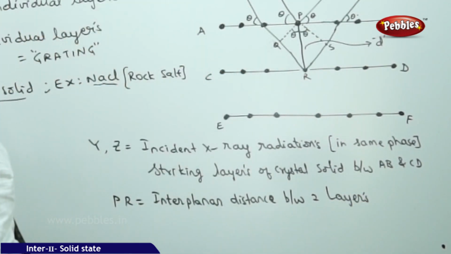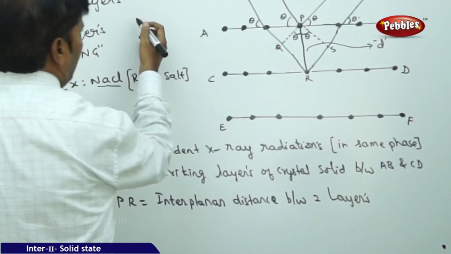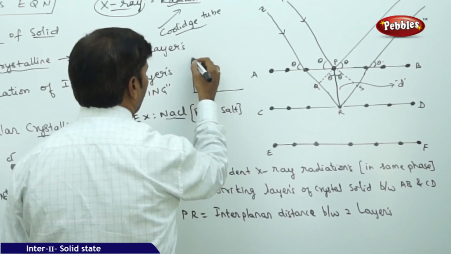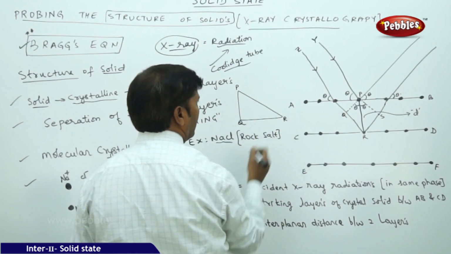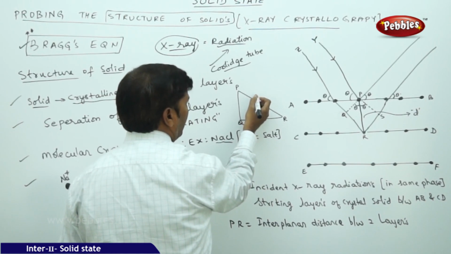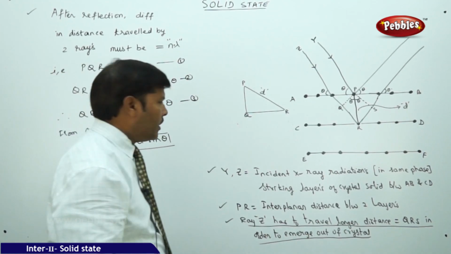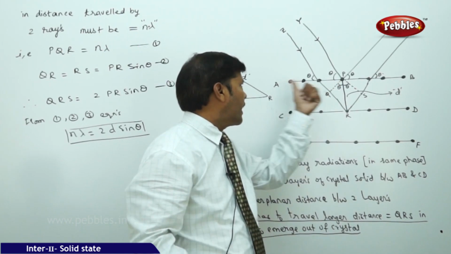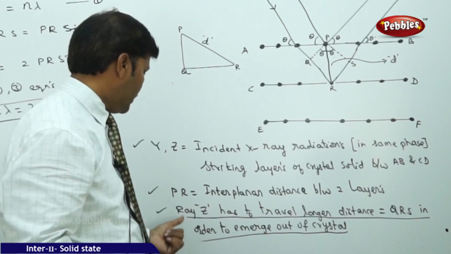If PR is the interplanar distance between two layers, then I can create a right angle triangle like this. I will start from here: P, this is Q and this is R, and definitely PR I am going to take as D. So one thing we have to understand here is that I am picking up one of the right angle triangles from this diagram and illustration.